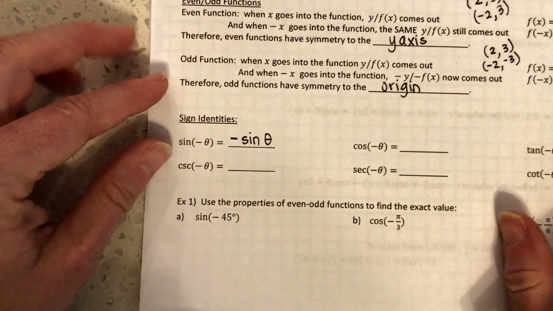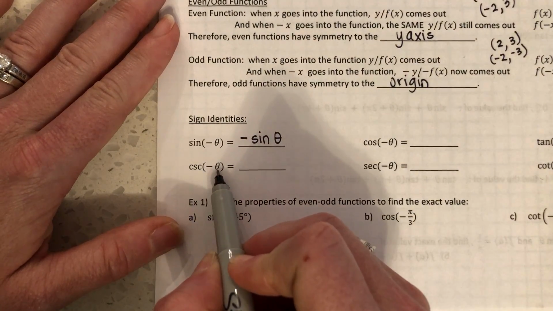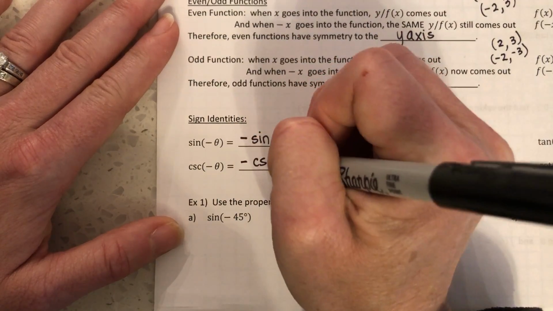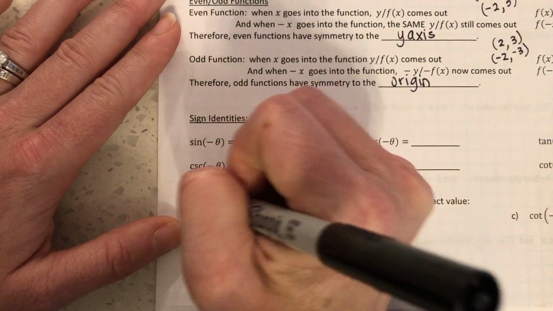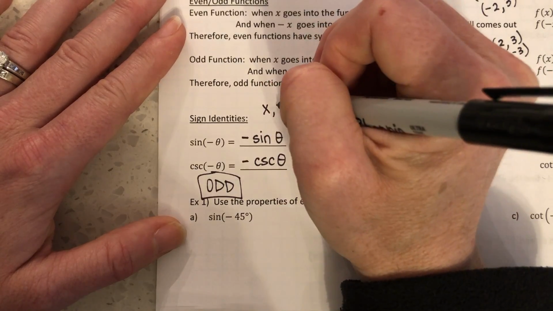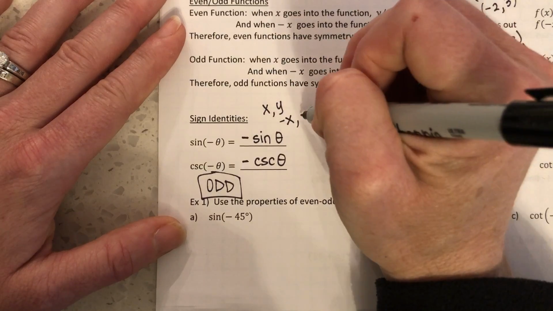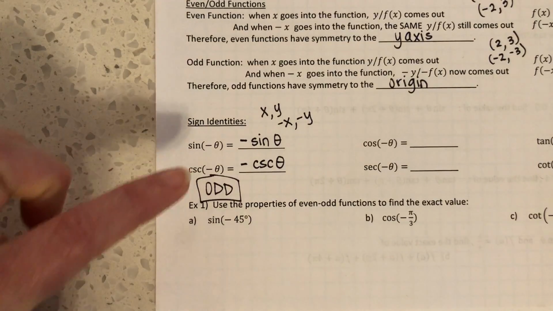All right. So now its reciprocal trig function is going to work the exact same way. So the cosecant of negative theta is going to equal negative cosecant theta, which makes them odd, right? X goes in, y came out originally. Now the opposite of x goes in and the opposite of y comes out. That's how these functions work. Those are odd trigonometric functions.